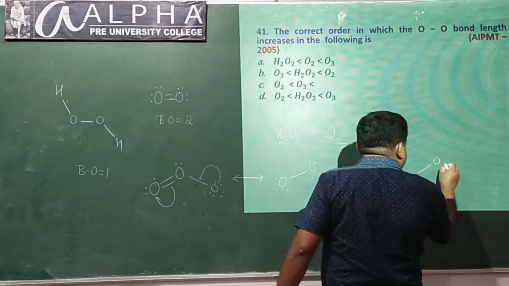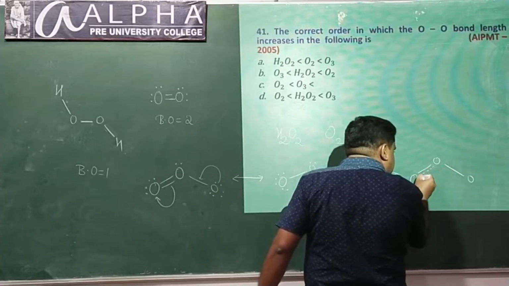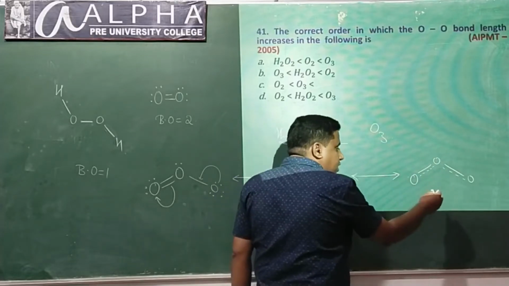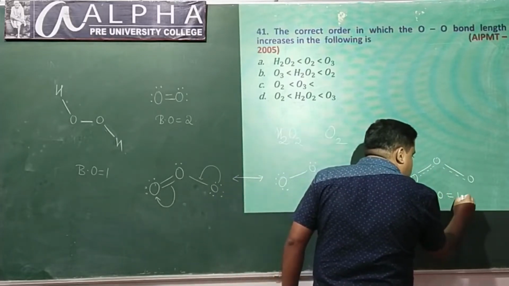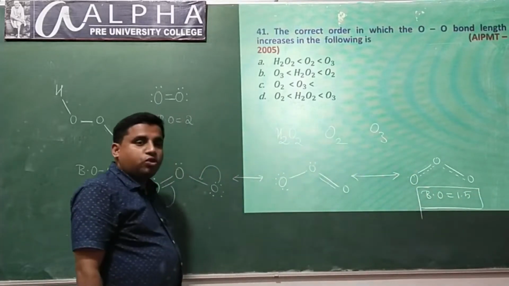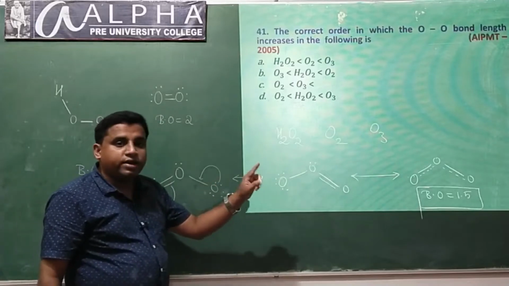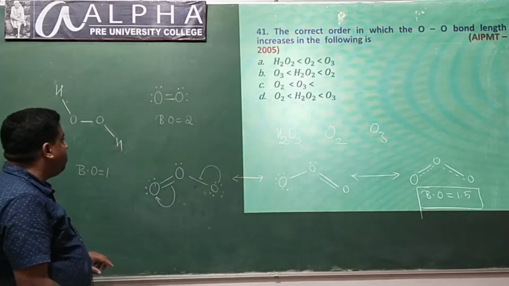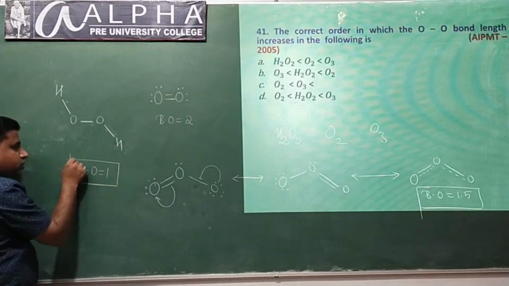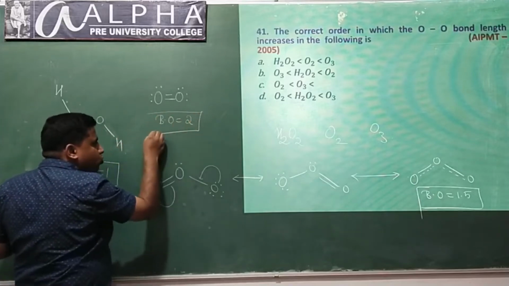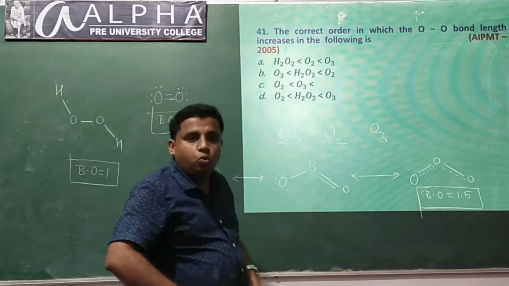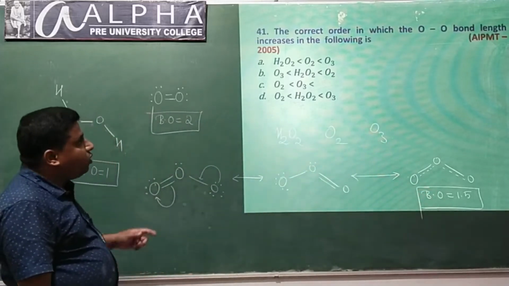Therefore, can I say that it is a partial double bond? Correct? Partial double bond. For a partial double bond, what is the bond order? The bond order is 1.5. Understood? So you can observe here, the bond order for hydrogen peroxide is 1, the bond order for the O2 molecule is 2, whereas the bond order for the ozone molecule is 1.5. Got it?